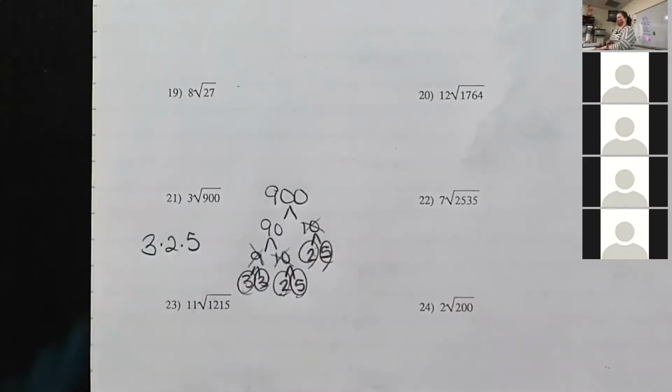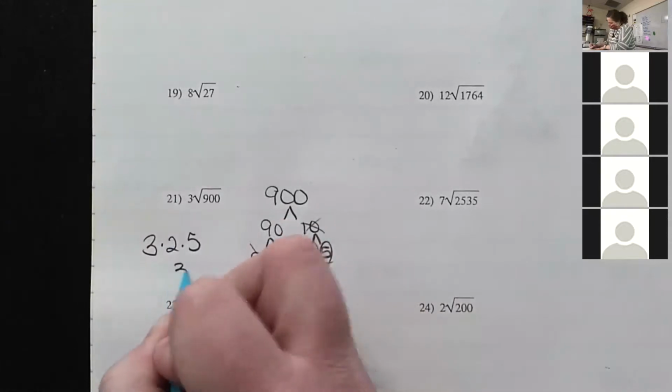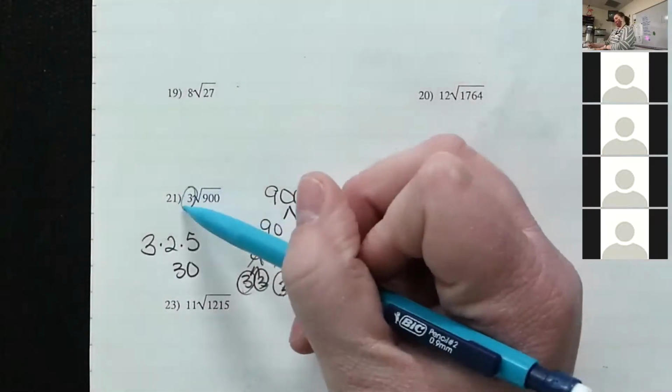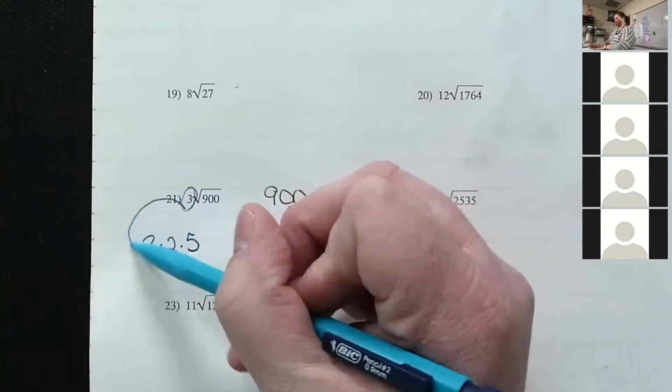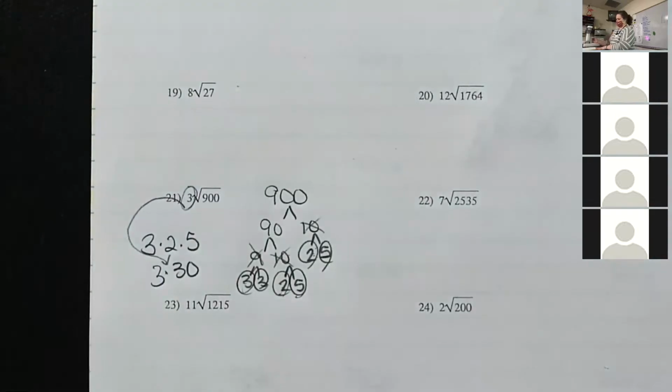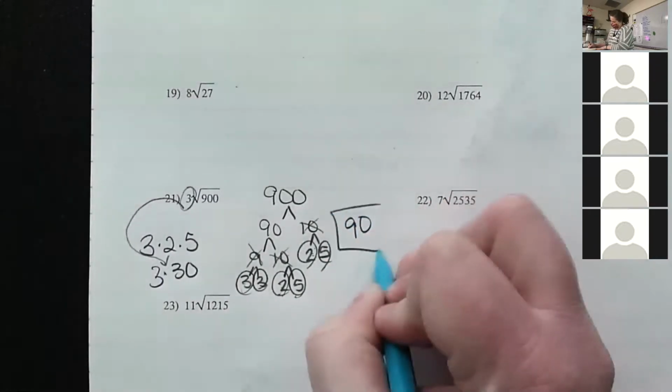So what's 3 times 2 times 5? 30. Okay? Well, I have 30. But then I can't forget that 3 was out in front. So what do I need to do with that 3? Multiply it times that 30. Good. What's 30 times 3? 90. So the answer on this problem is 90.